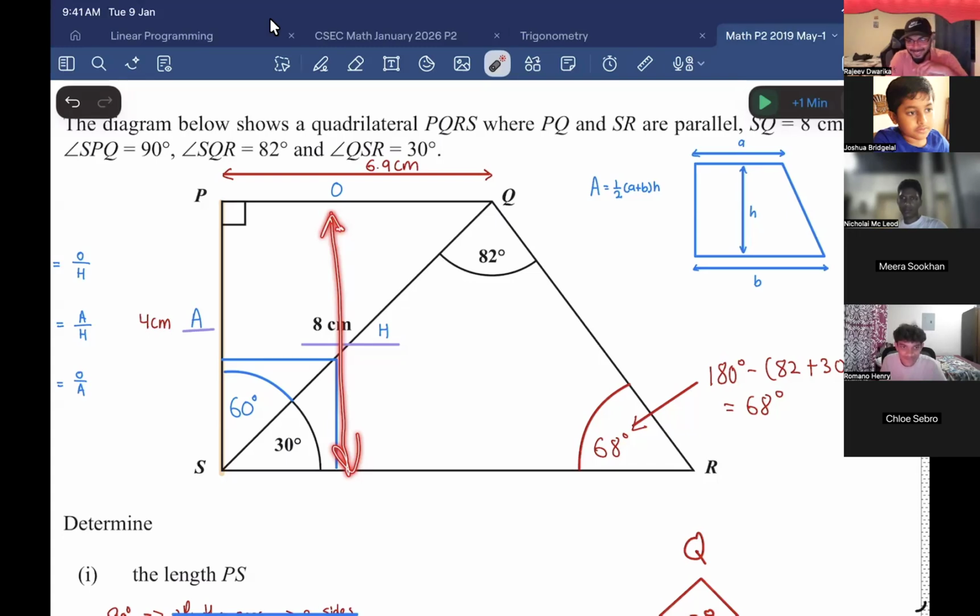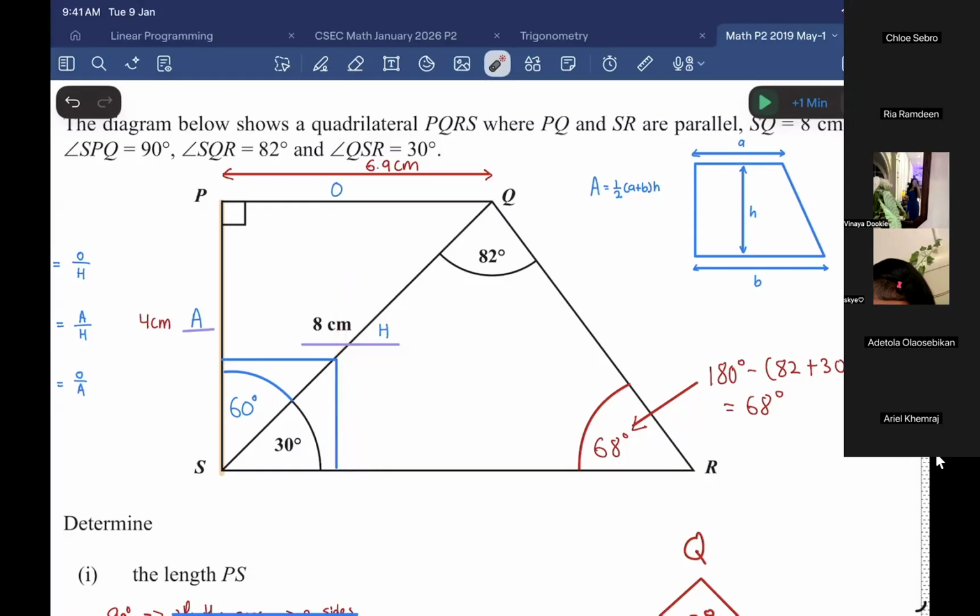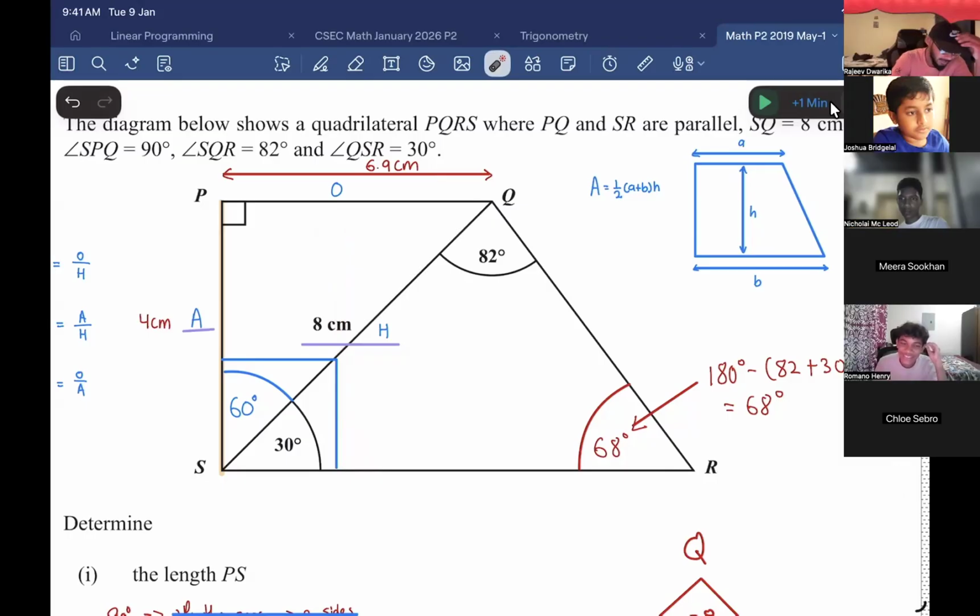Romano, you're looking evil. I'm not hearing anybody. Chloe, Adetola, Ariel, Benaya, Ria. I know what it is, I'm just giving them a chance. So it's 4 centimeters. Yes, big up yourself.